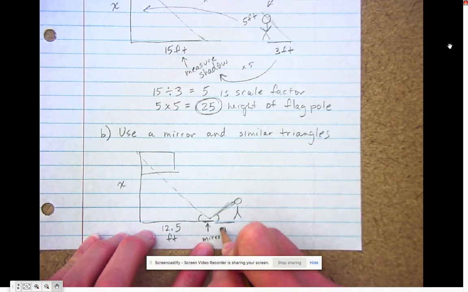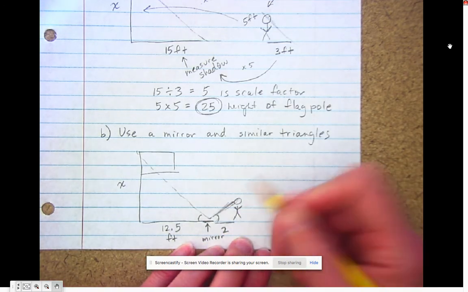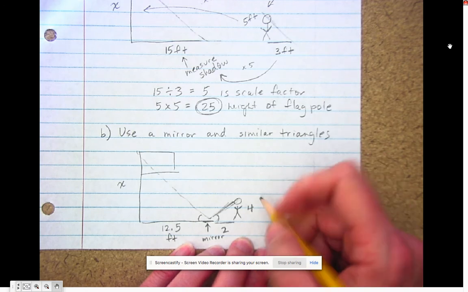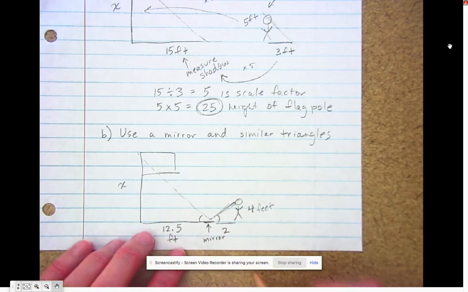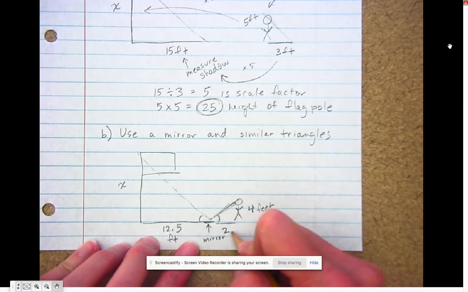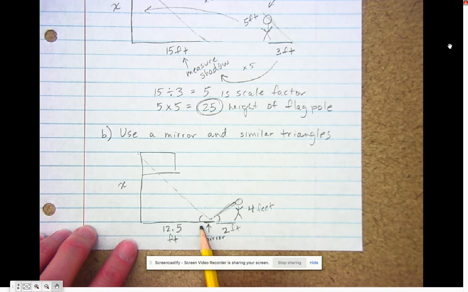Then we can measure this without too much trouble. Let's say that's just 2 feet. And let's say our little brother is doing this, and his eye height is maybe 4 feet. So we got 4 feet as the height to this person's eyes. They're 2 feet away from the mirror, and the mirror had to be placed 12.5 feet away until they got that measure.